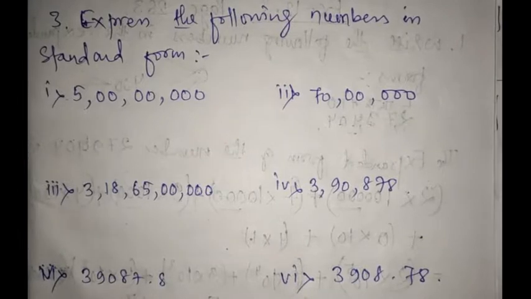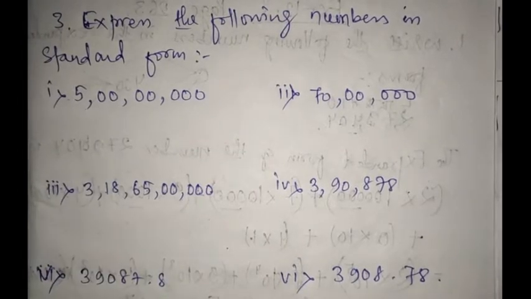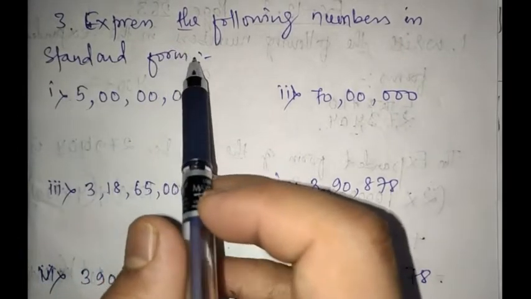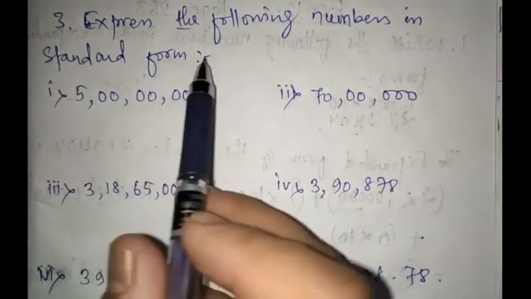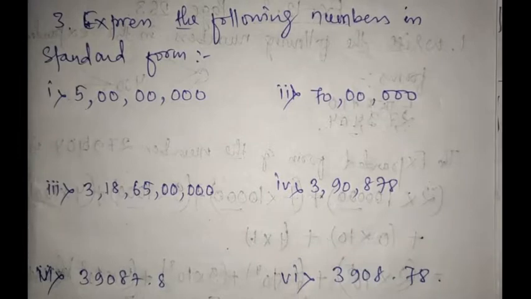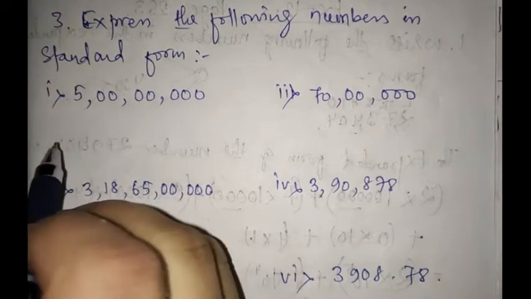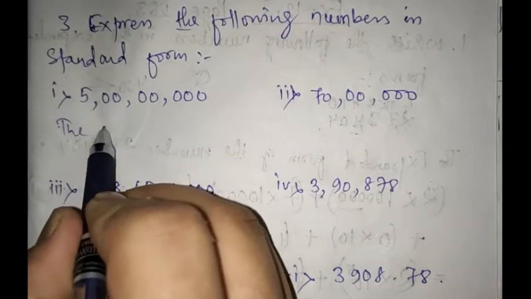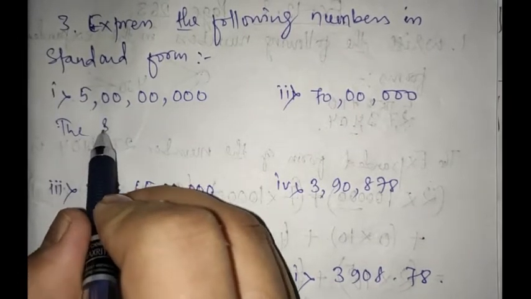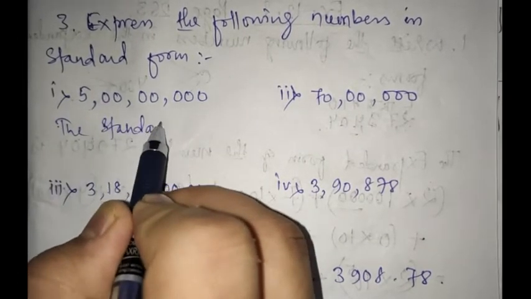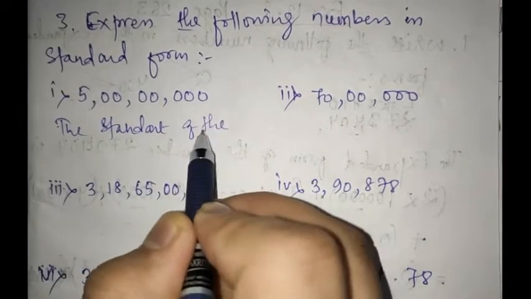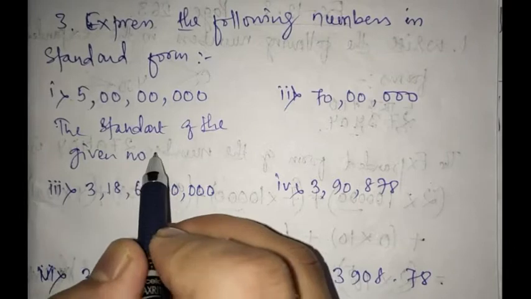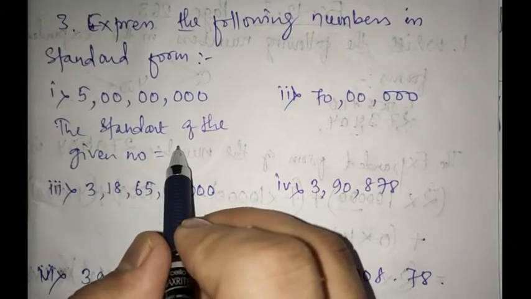Alright children, with that question we are over with question number 2. Now we are doing question number 3. The question is, express the following numbers in the standard form. It is just the very simplest one. You will just write the standard form of the given number. Whatever number is given, you will write that in standard form.